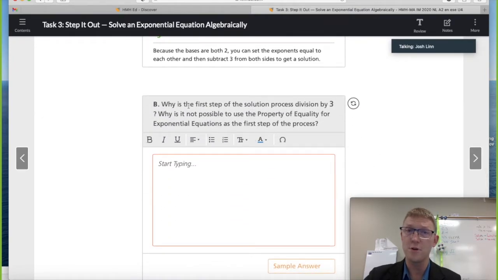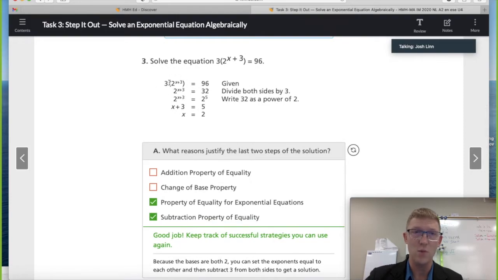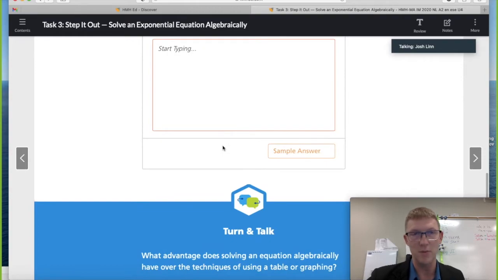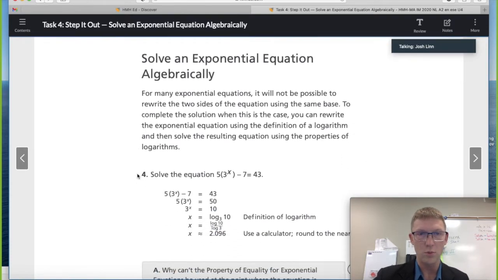Why is the first step of the solution process division by 3? We have this 3 here that's kind of in the way. We need to get this exponent all by itself before we can use this exponential equality property. Sometimes with the algebraic way, you can't get both sides equal to the same base, and so you might have to use logarithms to solve it algebraically. So we can do that.